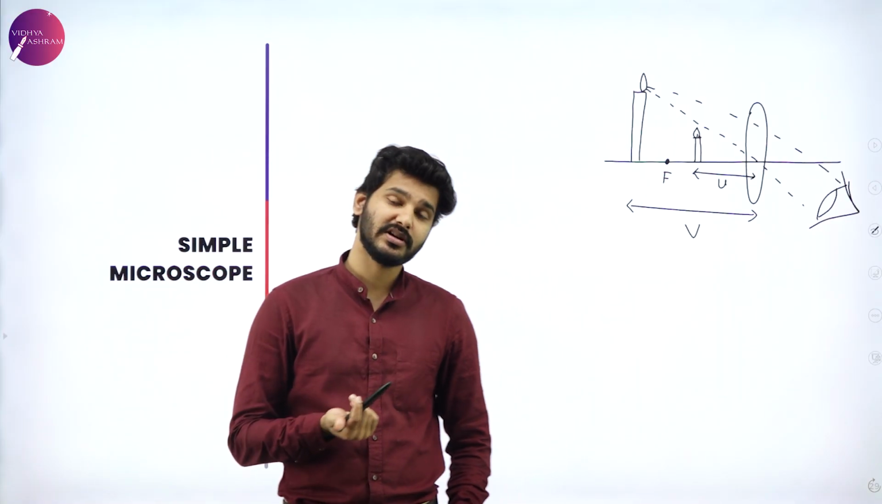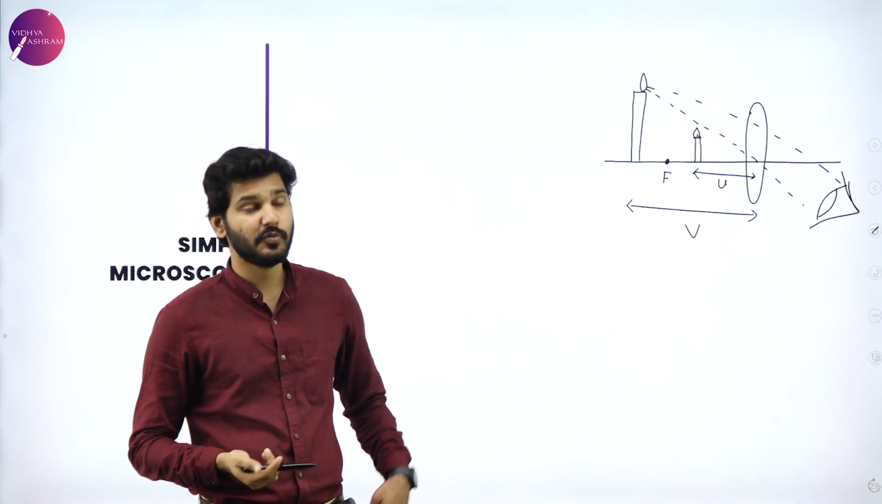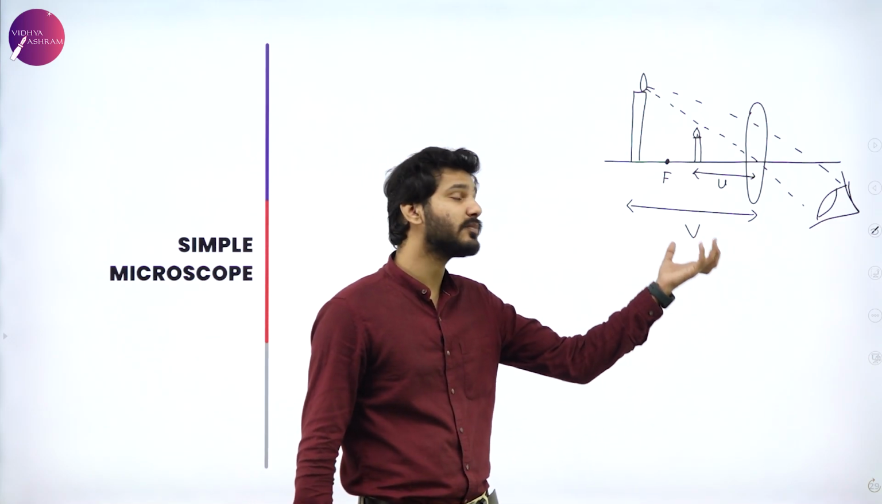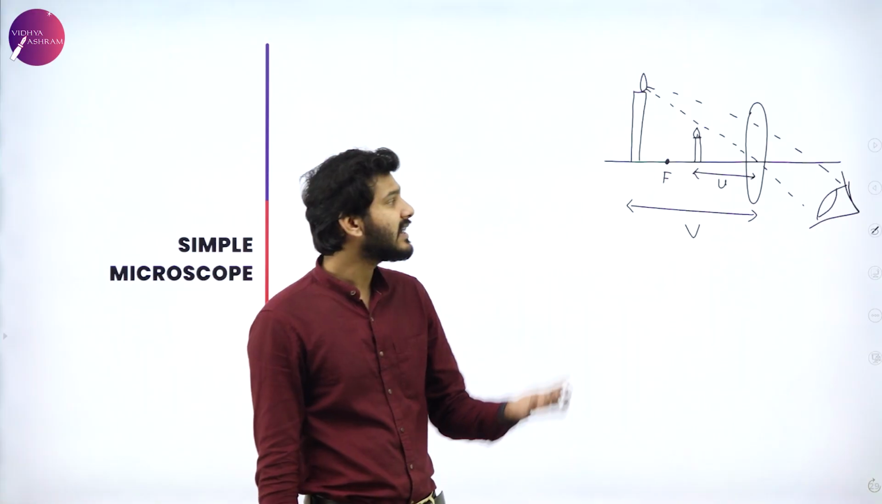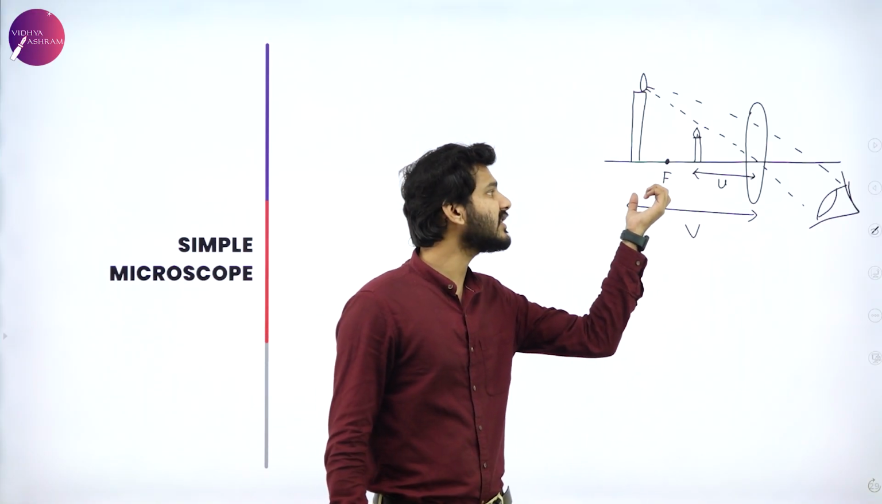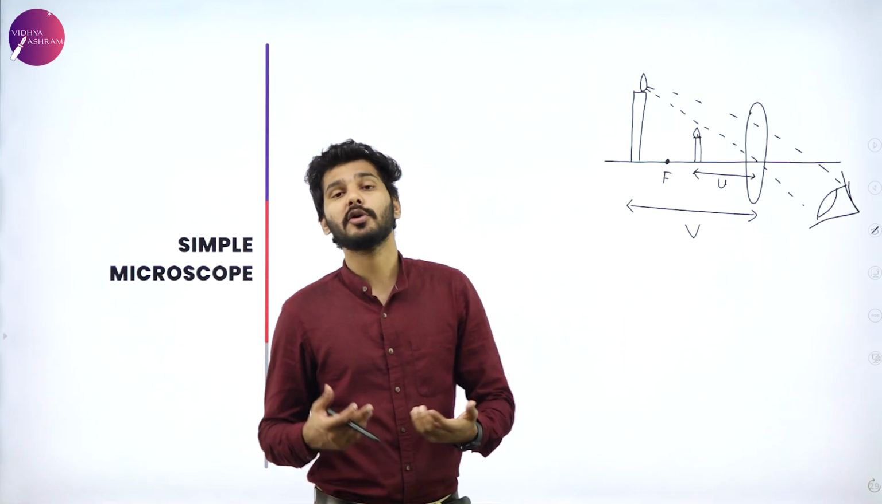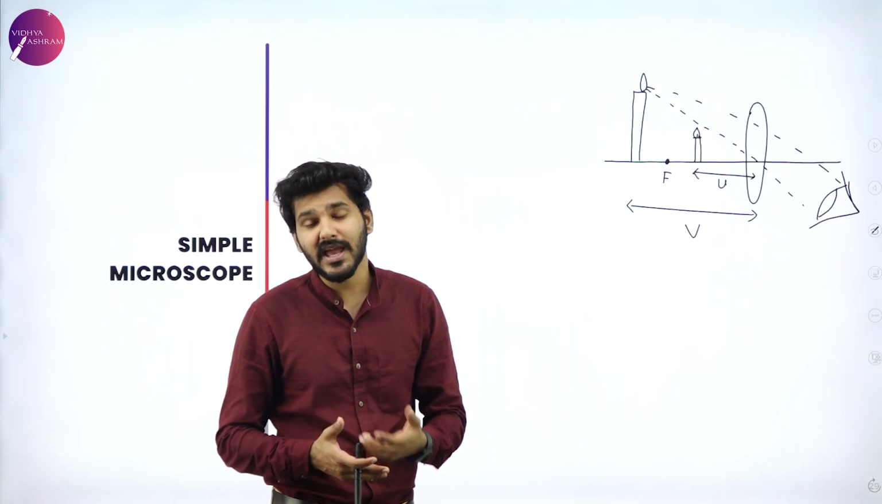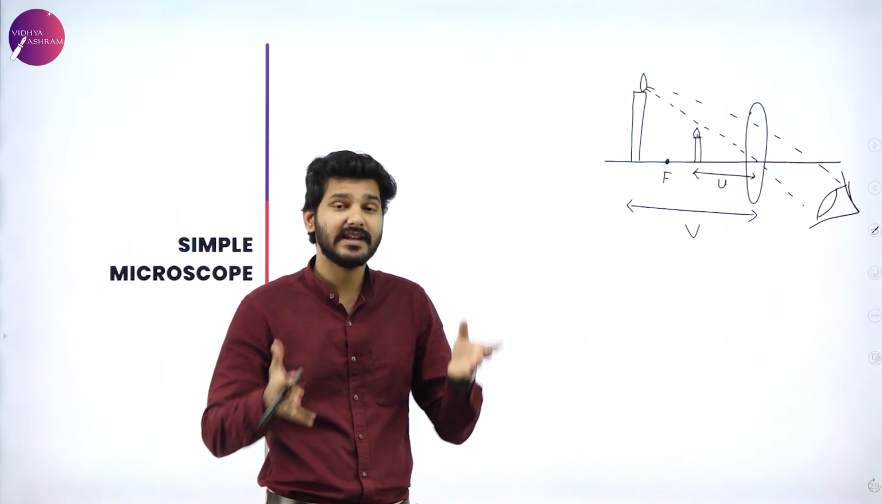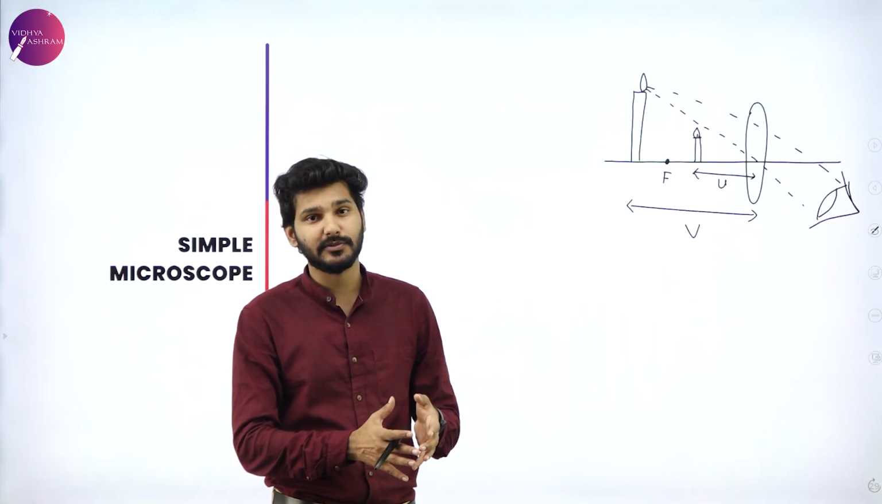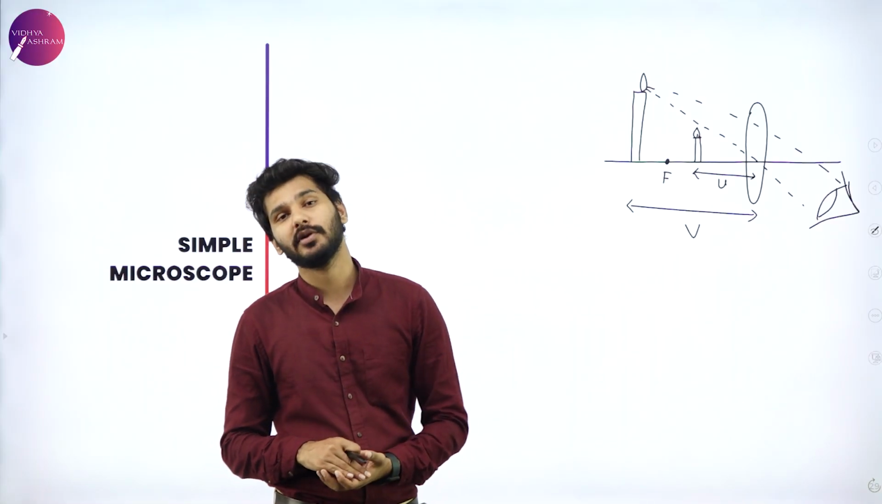Now getting back to the ray diagram of the simple microscope, we can see how a simple microscope functions. The basic principle it uses is that if you keep an object in between the focus and the lens, automatically that particular figure will be enlarged, it will be enhanced, it will be magnified. It is exploiting that particular principle and enhancing that particular image.